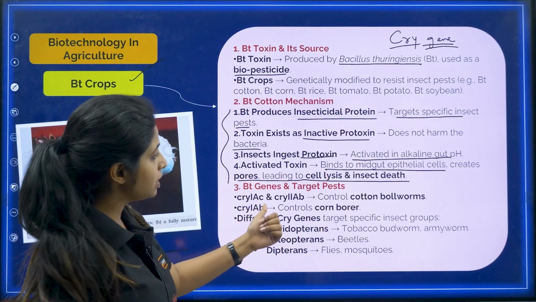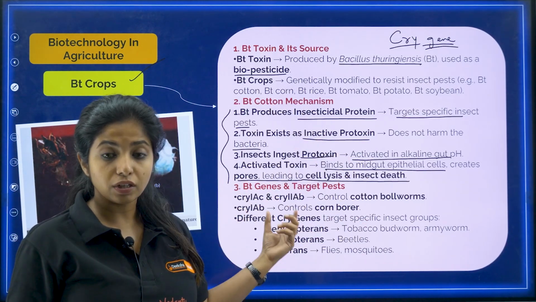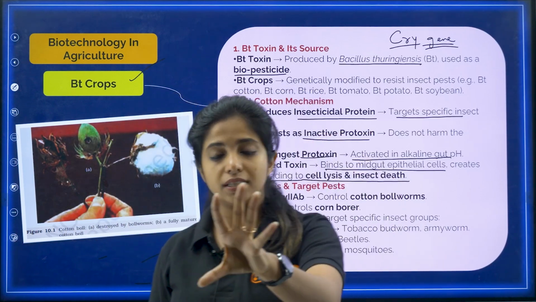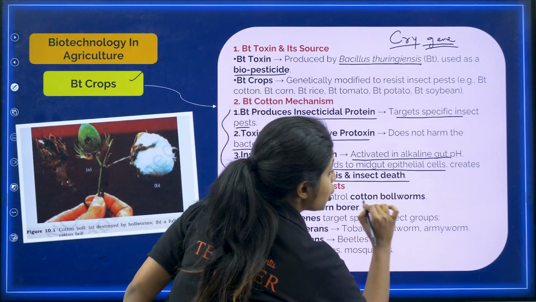Now you have BT genes and the target pest. The genes, I told you, are cry genes. You have to know which cry gene. Cry genes obviously release toxins, and these toxins are specific to certain insects. For example, Cry1Ac and Cry2Ab are for cotton bollworms.